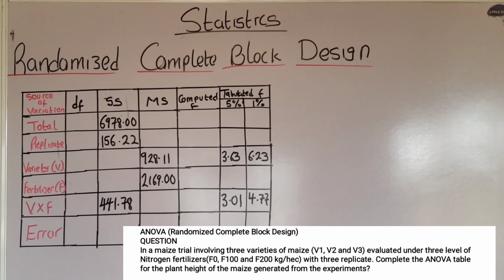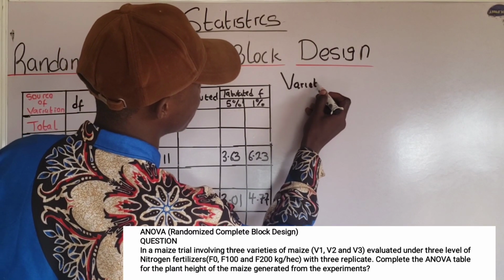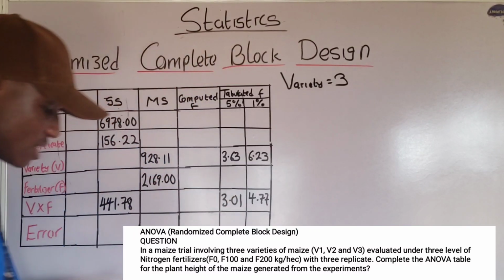Okay, now please, I want you to pay attention. You are going to understand. Let's start by writing out the parameters that we are given in the question. We are given that in a maize trial involving 3 varieties, how many varieties do we have? We have 3. So that is the first parameter that we are given. We have variety equals 3. You understand?